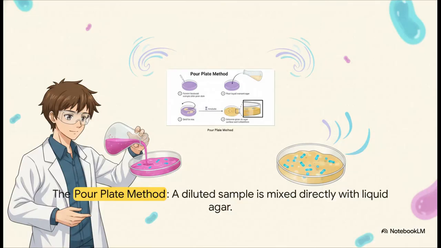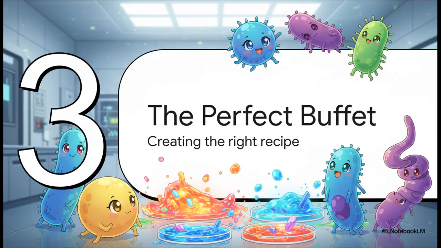You've caught your suspect. Now, streaking isn't the only game in town. There's another approach called the pour plate method. With this one, you mix a diluted sample directly into warm liquid agar before you pour it into the dish. As the agar cools and solidifies, the bacteria get trapped in place. Then they grow into colonies both on the surface and actually inside the gel itself. This is really handy for certain microbes called microaerophiles, basically critters that prefer lower oxygen environments and actually love growing inside the agar.